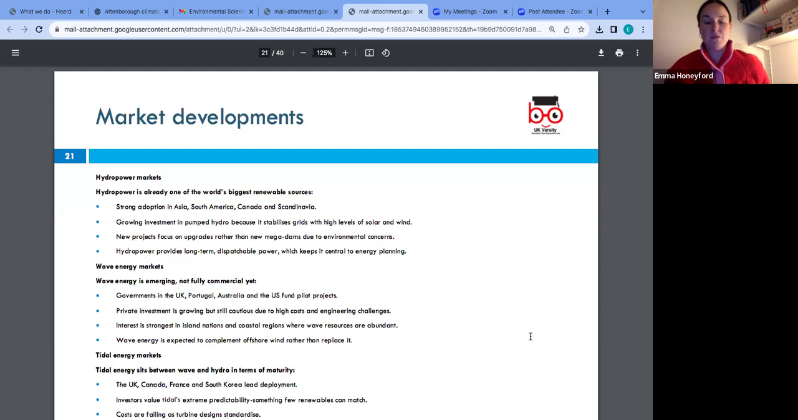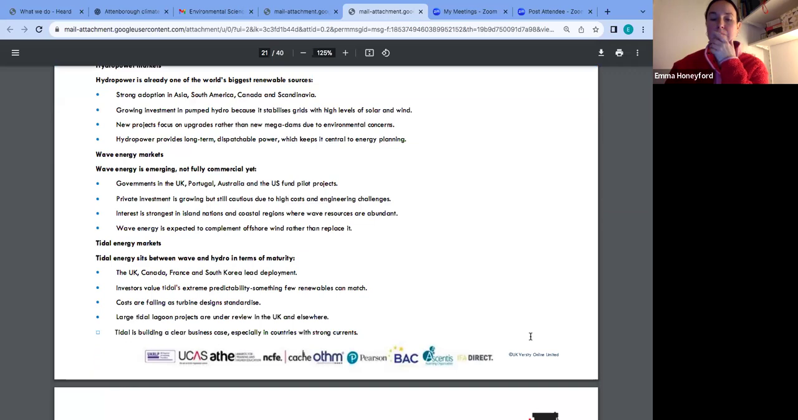So this thing around relying on market forces to invest to see its development has been restricted because of the costs and engineering challenges. So until this changes, it's kind of like a back and forth, kind of stuck in this situation. So interest is strongest in island nations and coastal regions where wave resources are abundant. So again, the geography and the location of certain types of renewable technologies are really important here.